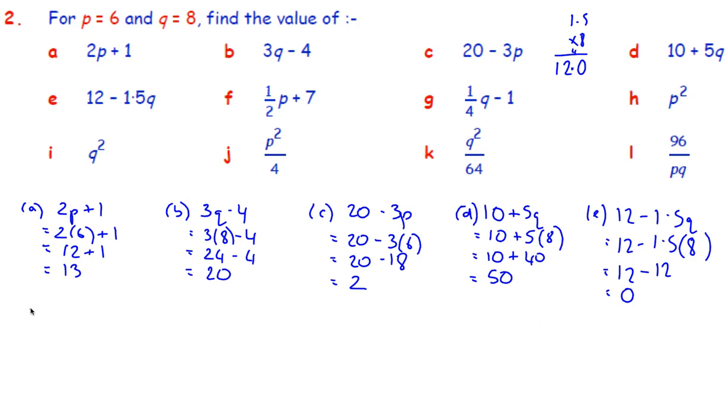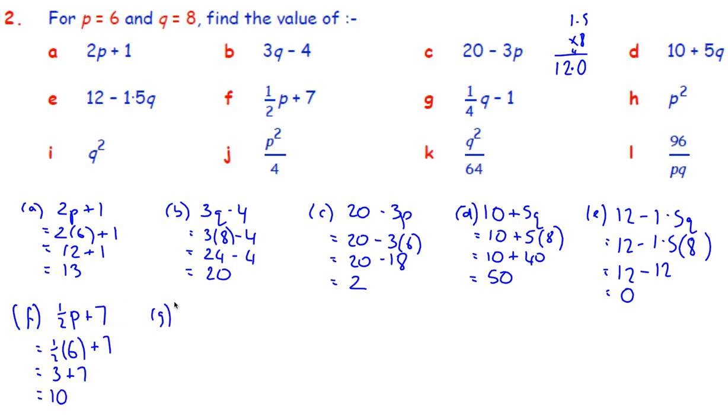Okay, let's have a look at F. We've got our fraction multiplier, a half p plus 7. So instead of the letter, I'm going to put an empty bracket. And p is the number 6, so I swap that in there. And a half multiplied by 6, a half of 6 is 3. 3 plus 7 is equal to 10.